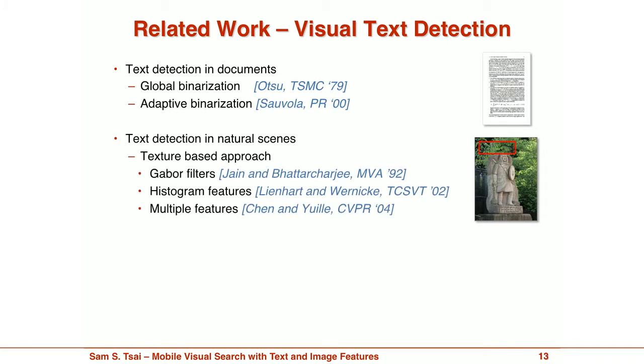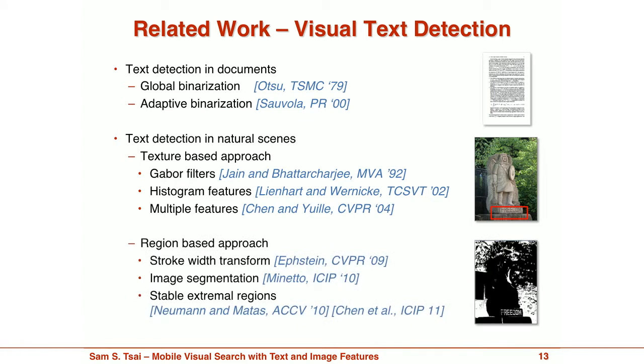People first tackled the problem using a texture-based approach. From a sliding window that goes through the image, they extracted different types of features, such as Gabor and color histograms, and trained a classifier to determine whether there's text within the sliding window. More recently, however, people have started looking to a region-based approach, where they use stroke-width transforms, image segmentations, or stable extremal regions to find regions within an image that might correspond to character candidates. Then, from these character candidates, we build up text lines and words.